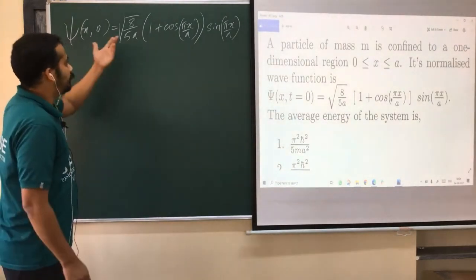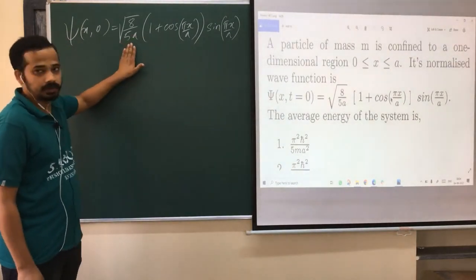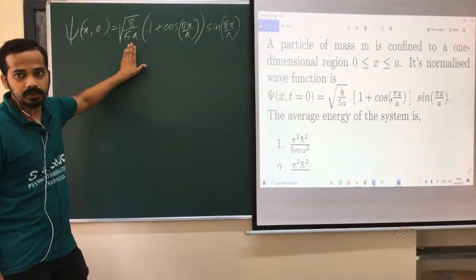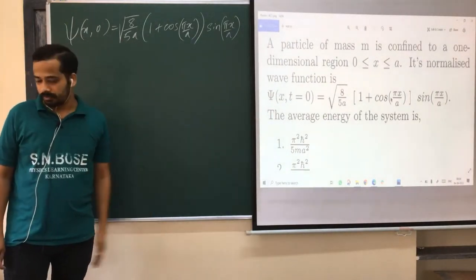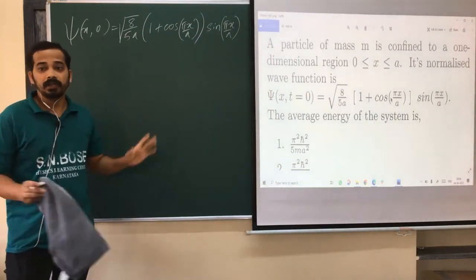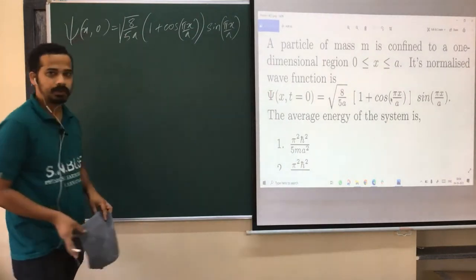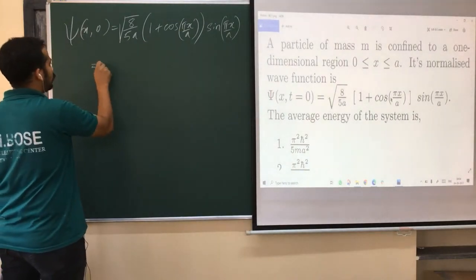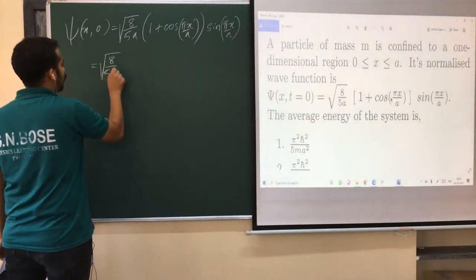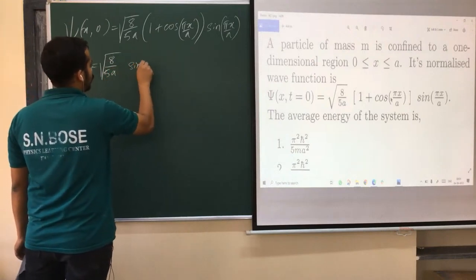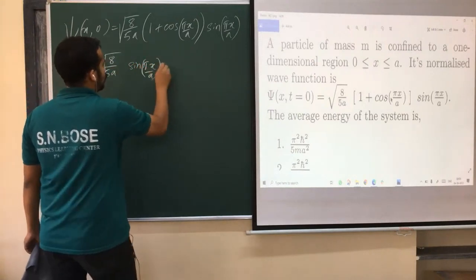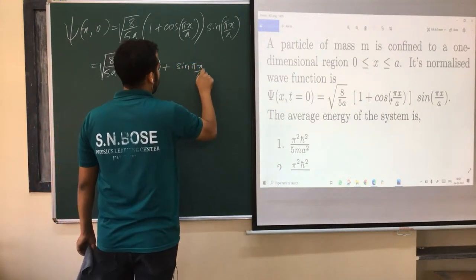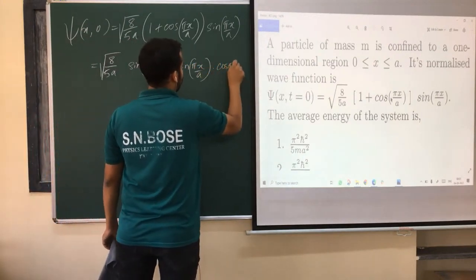Suppose the normalization constant was not given and you wish to find it, again you go with some algebraic steps, not an integral. We shall see that one. So now you can just rearrange this term: root of 8 by 5a, sine pi x by a, plus sine pi x by a cos pi x by a.